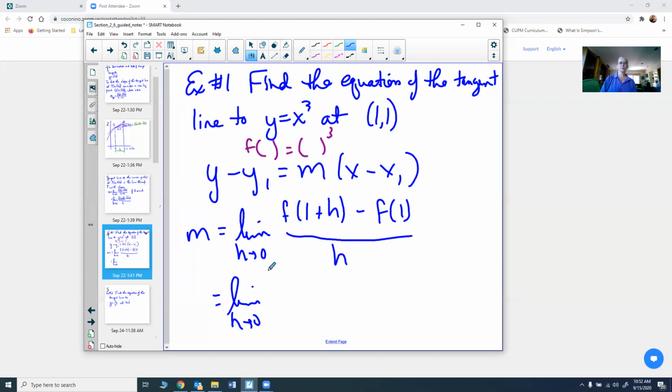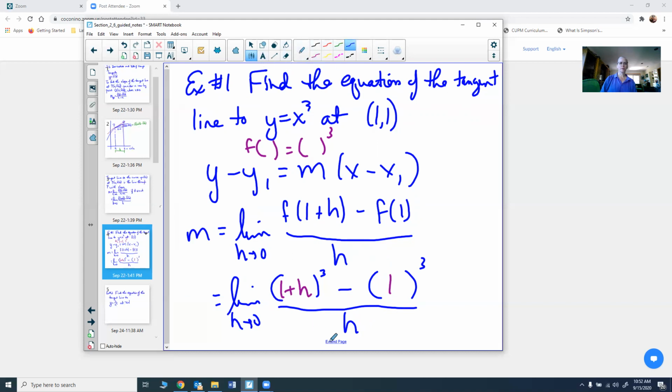So what I'm going to do is think of it as I've got something cubed, then minus something cubed, all over h. And all I've got to do is put in what the somethings are. In the first something, it's 1 plus h. In the second something, it's 1. And now I just need to multiply this out.